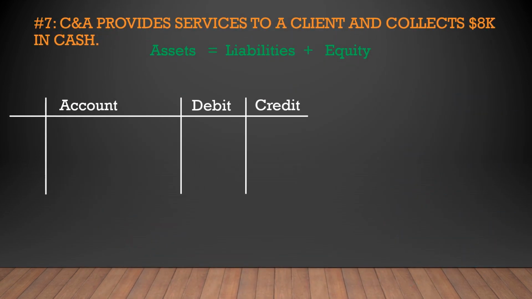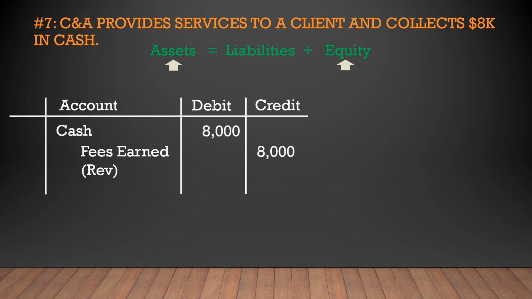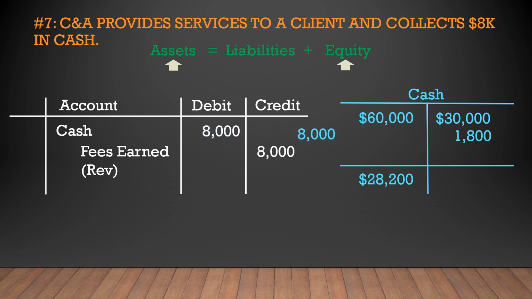Number 7. CNA provides services to a client and collects $8,000 in cash. Here we have an increase in our cash asset and an increase in equity. More specifically, anytime we earn money, usually by providing goods or services to our customers, equity increases by way of a revenue. As for the journal entry, increase cash assets with a debit and increase equity with a credit. After we post our debit to cash, the balance increases to a $36,200 debit. Fees earned will carry an $8,000 credit.